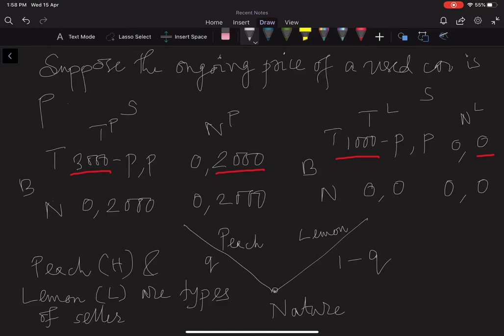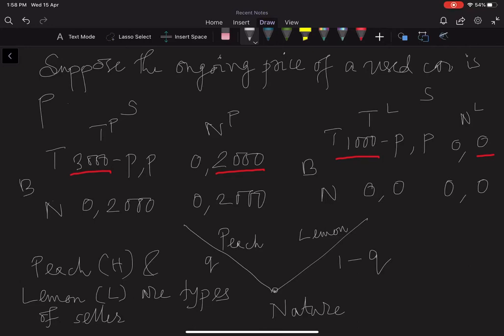So basically the seller has 4 strategies. It can say I'm going to trade if it's peach and not trade if it's lemon, I'm going to trade if it's peach and trade if it's lemon, and so on. So it has 4 combinations. The buyer's strategy here is only either to trade or not, because the buyer doesn't know the quality of the car. The buyer only knows the probability distribution q, 1 minus q across the 2 types, and therefore the buyer has to say whether it wants to trade or not.